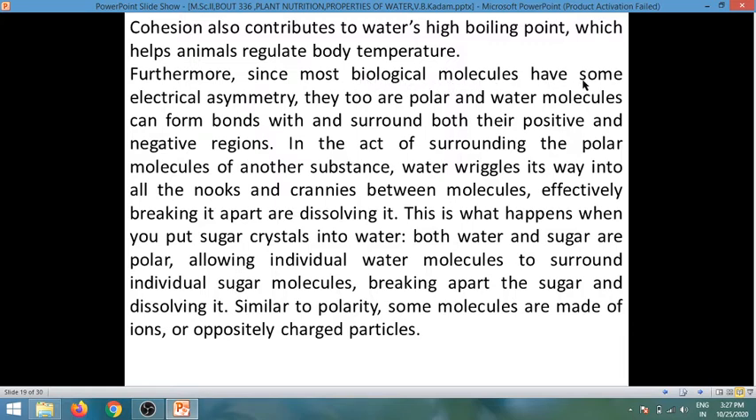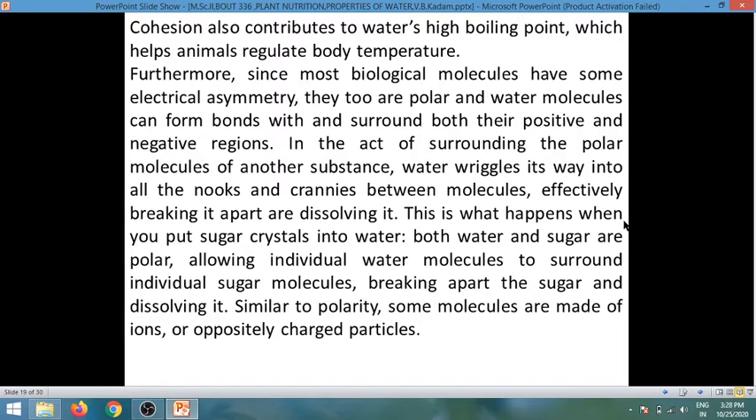since most biological molecules have some electrical asymmetry, they too are polar, and water molecules can form bonds with and surround both their positive and negative regions. In the act of surrounding the polar molecules of another substance, water wriggles its way into all the nooks and crannies between molecules, effectively breaking it apart or dissolving it.